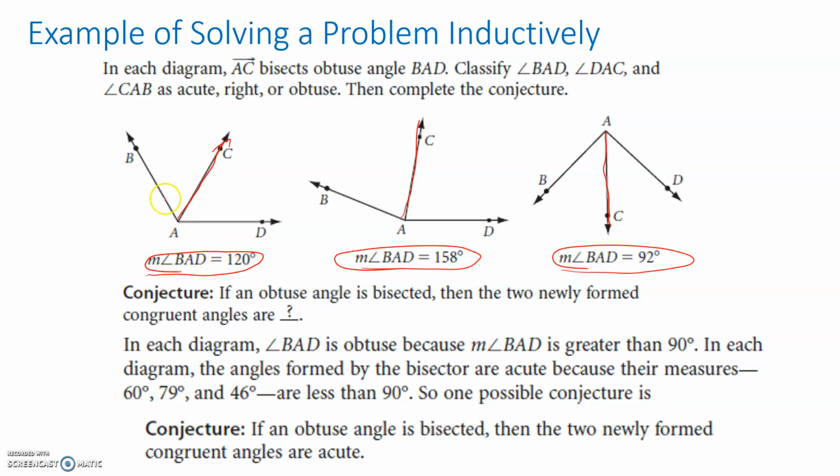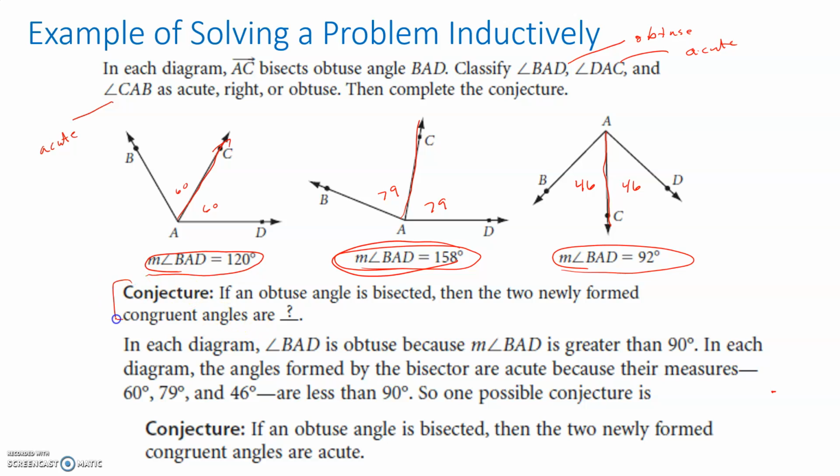Well, angle BAD is obtuse. Angle DAC, if I'm cutting it in half, this would be 60-something, so that would be acute. And angle CAB would be acute. Now let's see if that happens again. Here's an obtuse angle. If I split it in half, that's going to give me 79 and 79. And each of those would also be acute angles. If I take 92 and split it in half, that would be 46 and 46, and those are also acute.